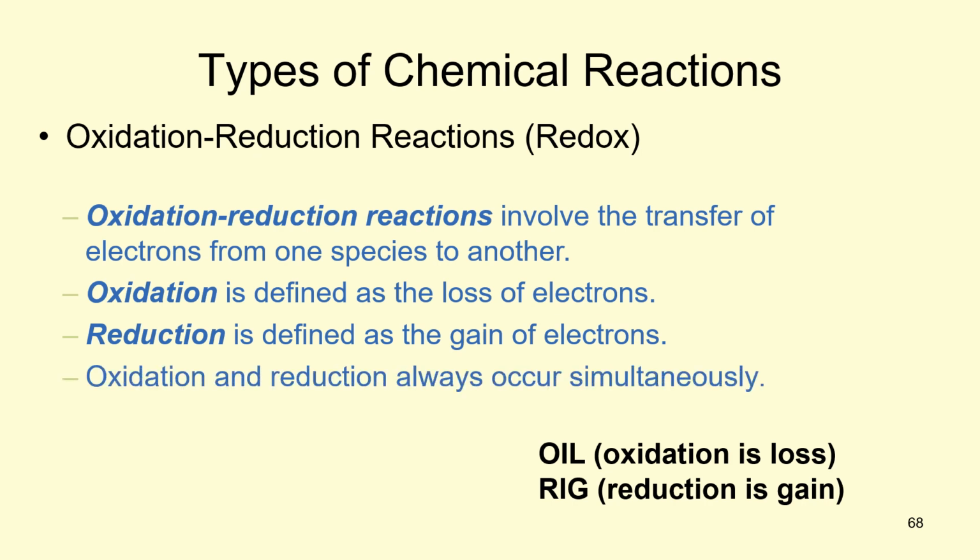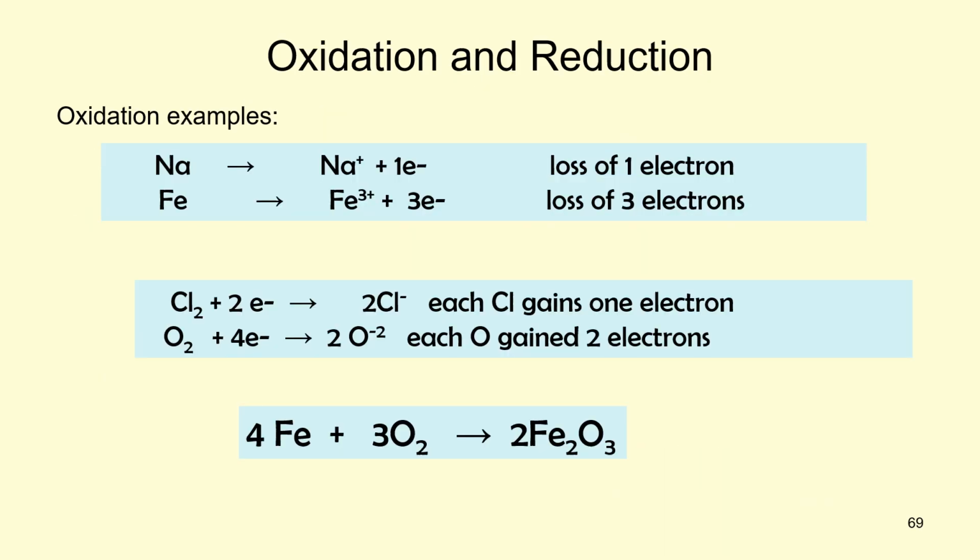Anyway, oxidation-reduction always occurs simultaneously. You have to have both. You can't have one without the other. So here are some examples. Sodium will lose an electron to become the sodium ion, or iron becomes the iron 3+ ion, which loses 3 electrons. Chlorine can be reduced to Cl negative. Oxygen can be reduced to O 2 negative. Don't forget these are those diatomic elements that only exist in diatomic form.